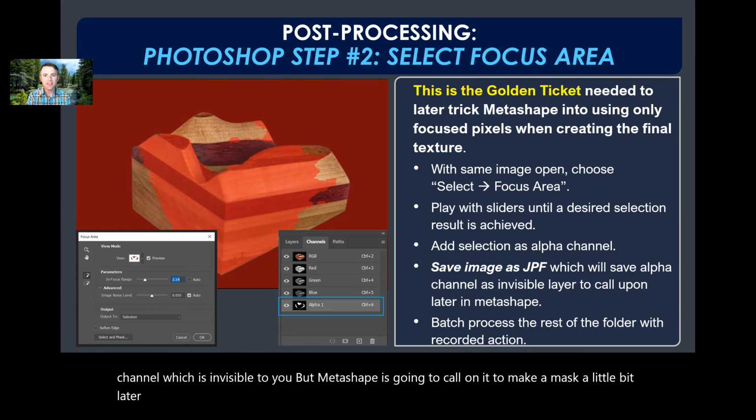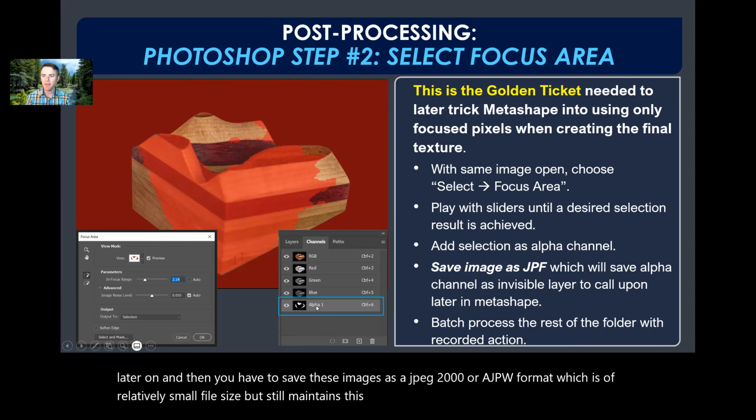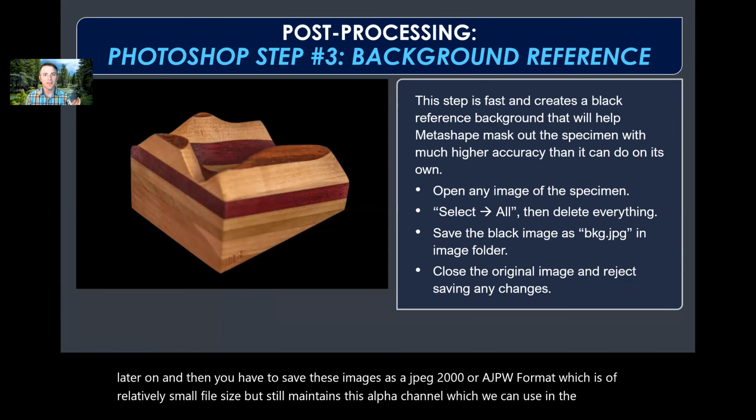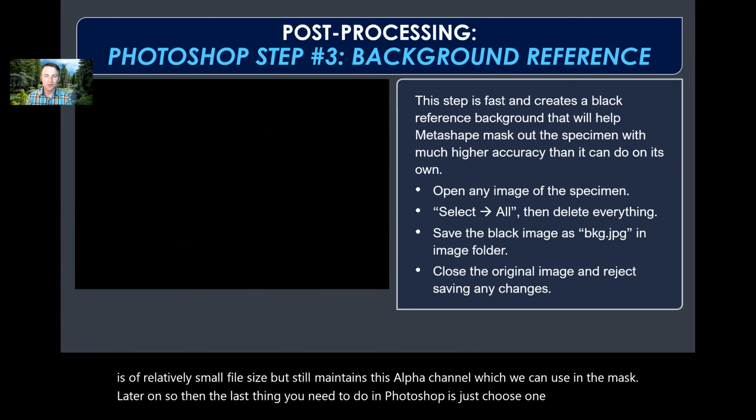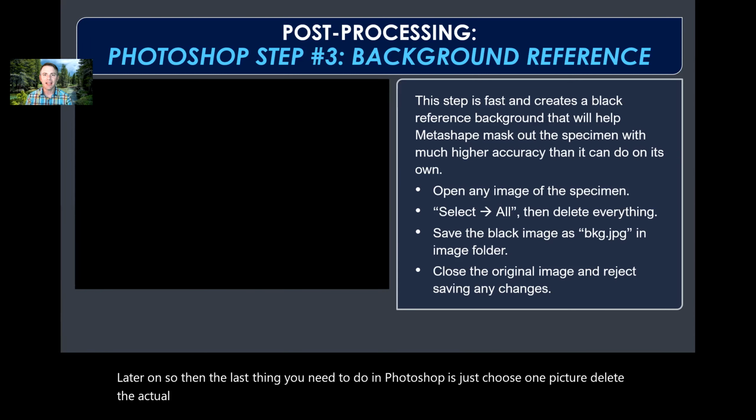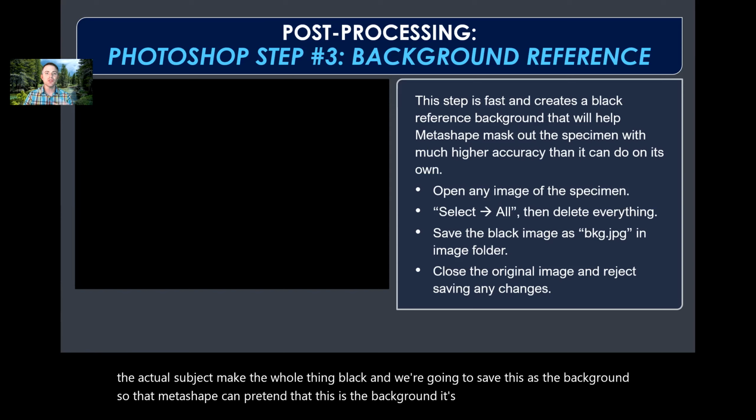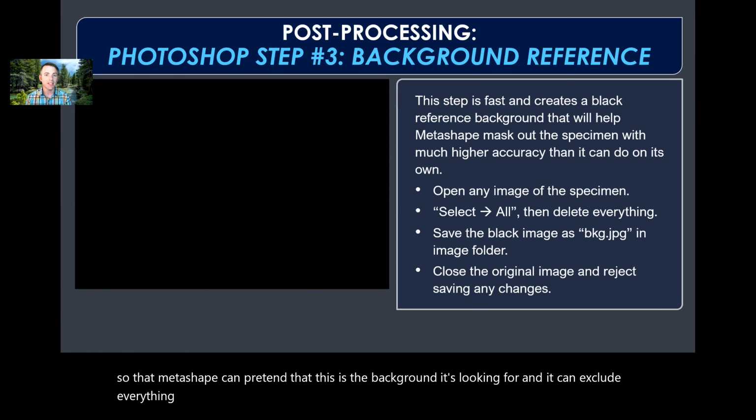And then you have to save these images as a JPEG 2000 or a JPF format, which is a relatively small file size, but still maintains this alpha channel, which we can use as a mask later on. So the last thing you need to do in Photoshop is just choose one picture, delete the actual subject, make the whole thing black, and we're going to save this as the background so that Metashape can pretend that this is the background it's looking for, and it can exclude everything that's black when it creates the models in Metashape.